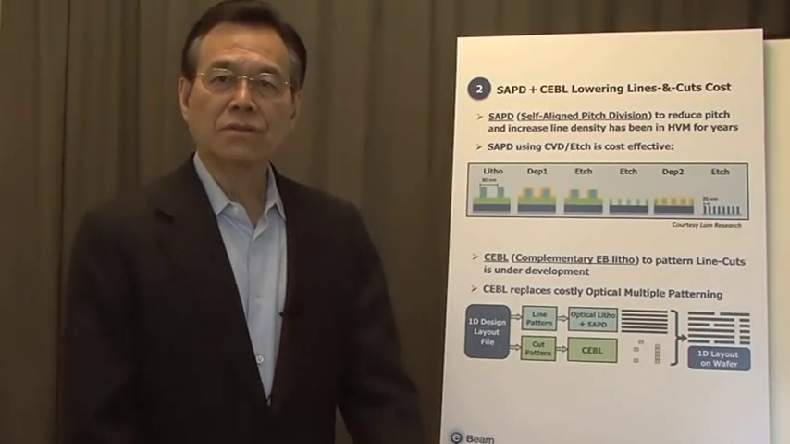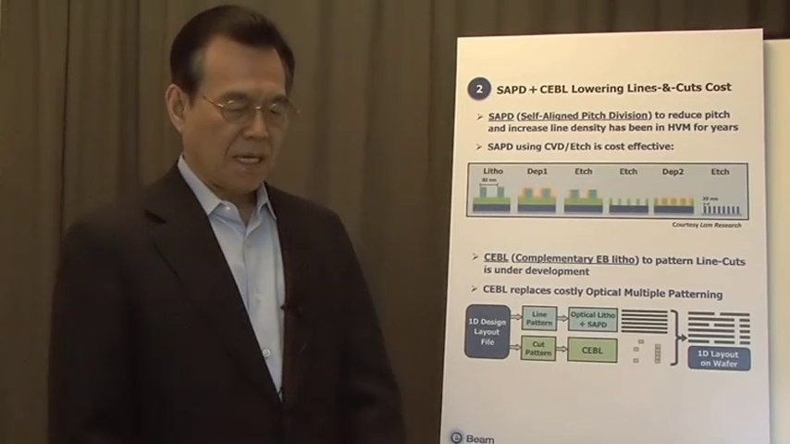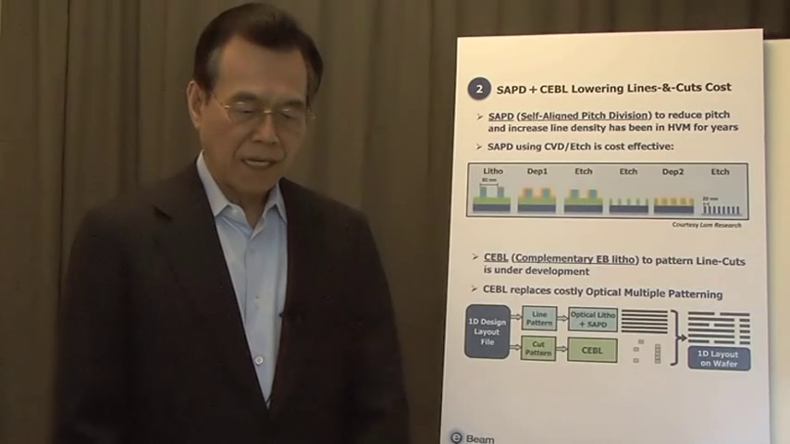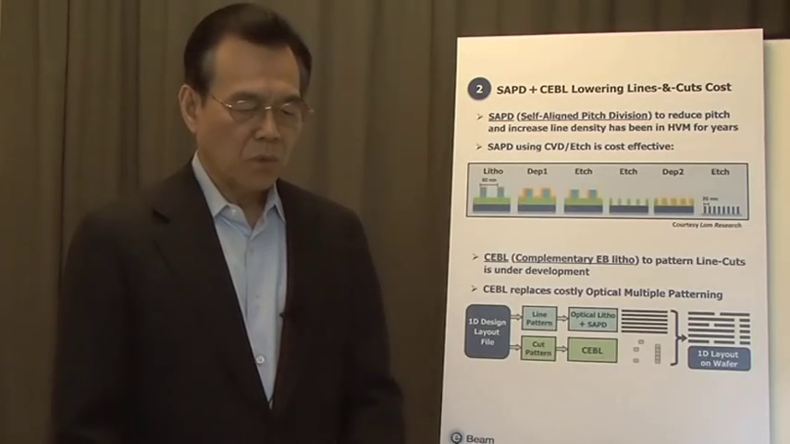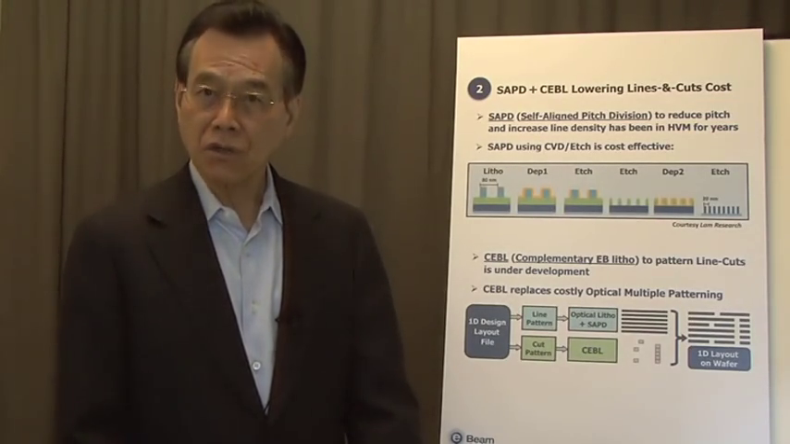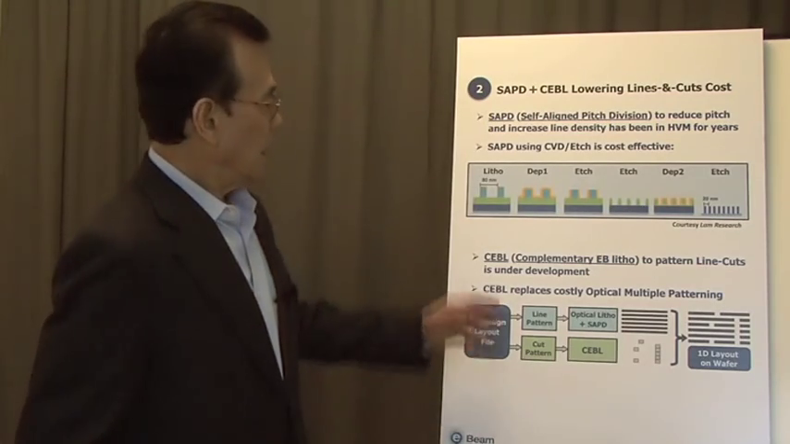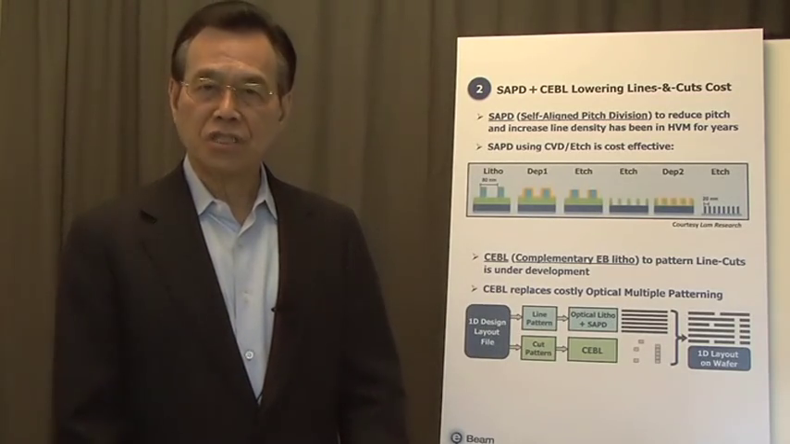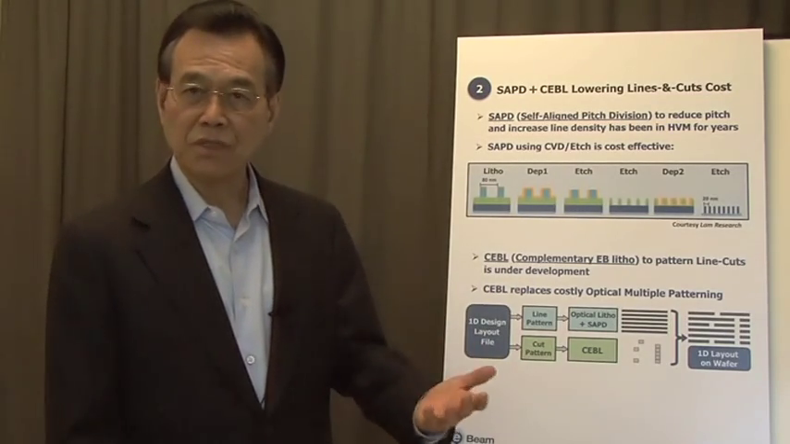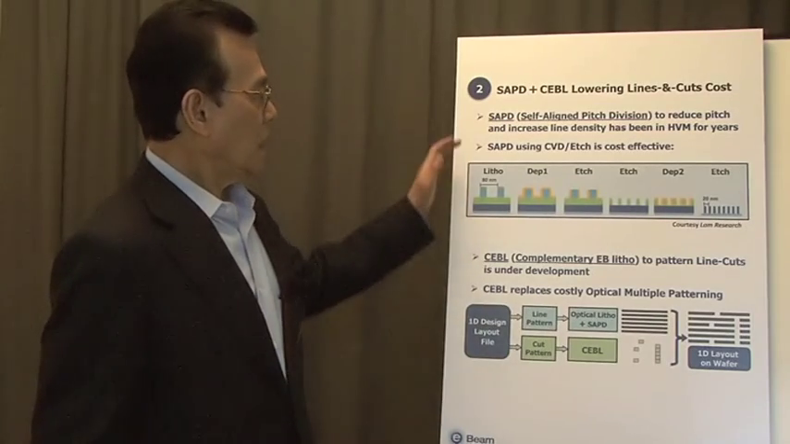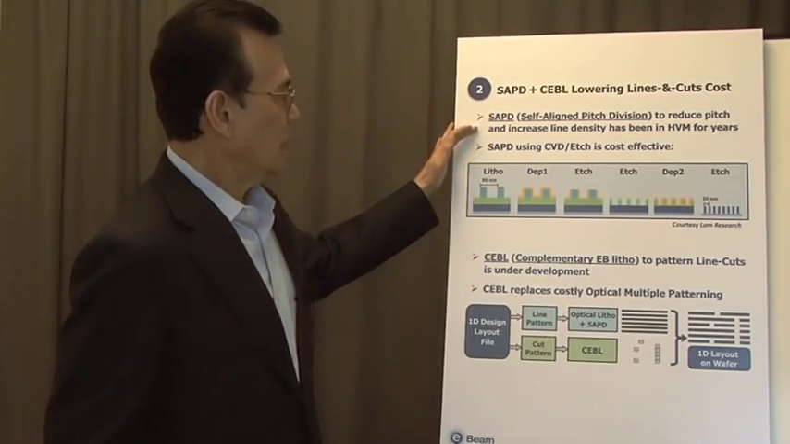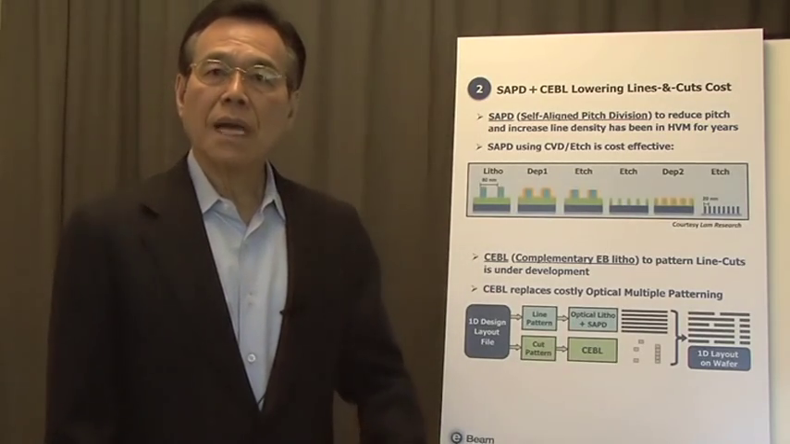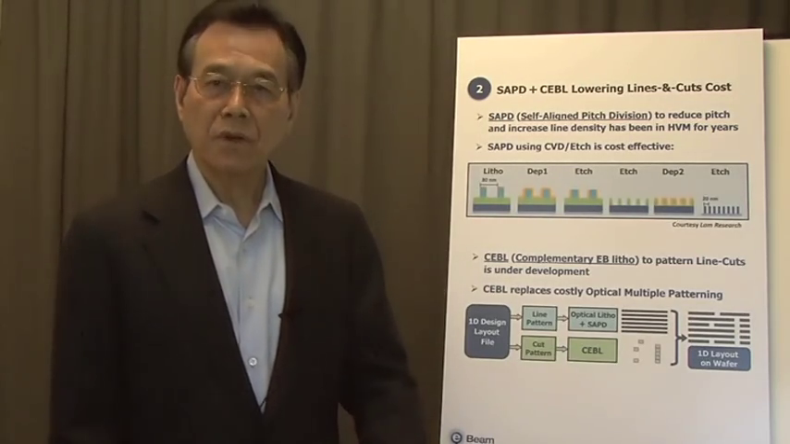This leads us to the second segment. How SAPD, combined with CVD and etch, can help greatly reduce lithography cost. SAPD stands for self-aligned pitch division, or sometimes just called pitch division. It can reduce the pitch and increase the line densities, and has been in use in high volume manufacturing for several years.